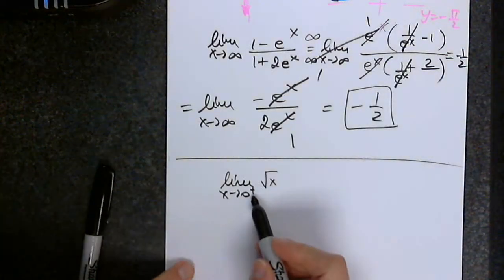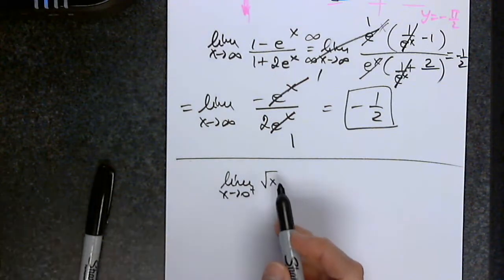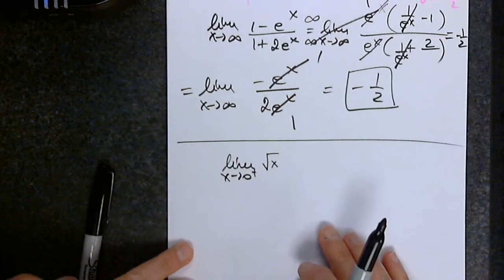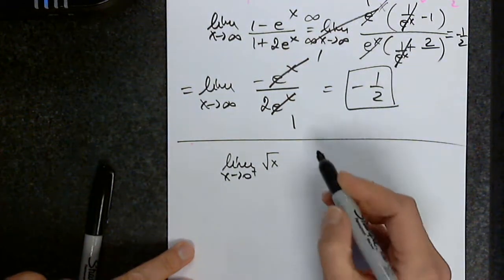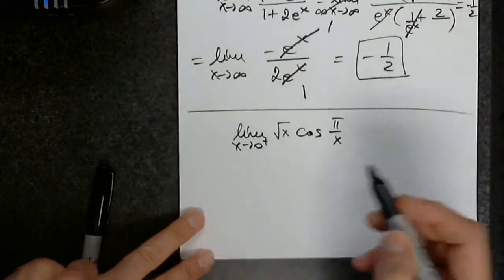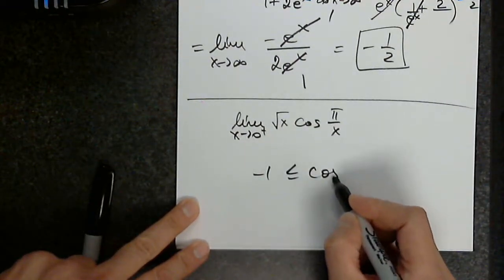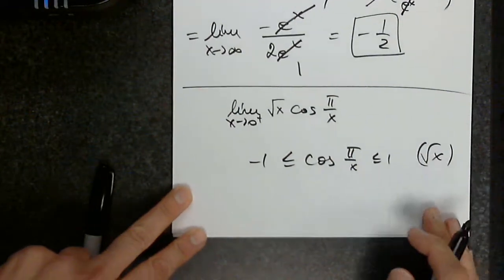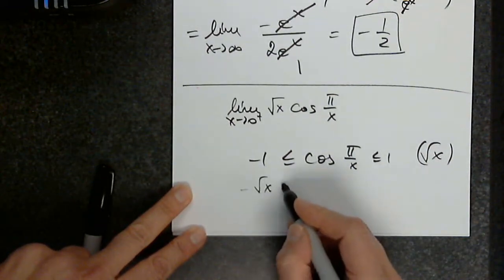It's 0 from the right because the square root of x does not exist on the left of 0. That's the only reason. And then it's cosine pi over x. Okay, so negative 1 is less than or equal to cosine pi over x, which is less than or equal to 1. Multiply all 3 sides by the square root of x.